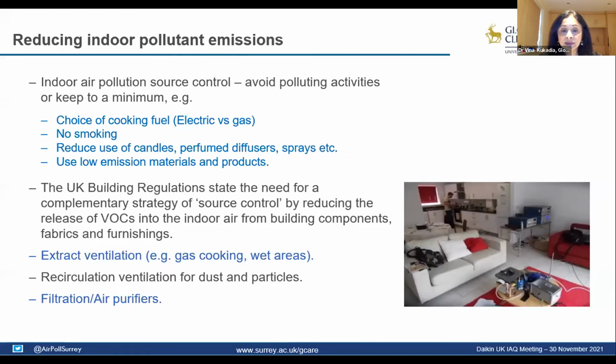Now, the UK building regulations state that the need for a complementary strategy of source control by reducing the release of VOCs into the indoor air from building components is really, really important. Also, extract ventilation, recirculation of ventilation as well, and the use of filtration and air purifiers.